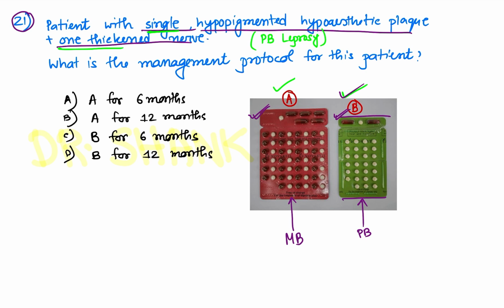So I will use the green or smaller kit for a total of 6 months duration. For paucibacillary leprosy treatment, 6 months duration with this paucibacillary kit. So the answer in this case is B for 6 months, kit B for 6 months, the smaller kit for 6 months. So this is the answer for the treatment option of this question.